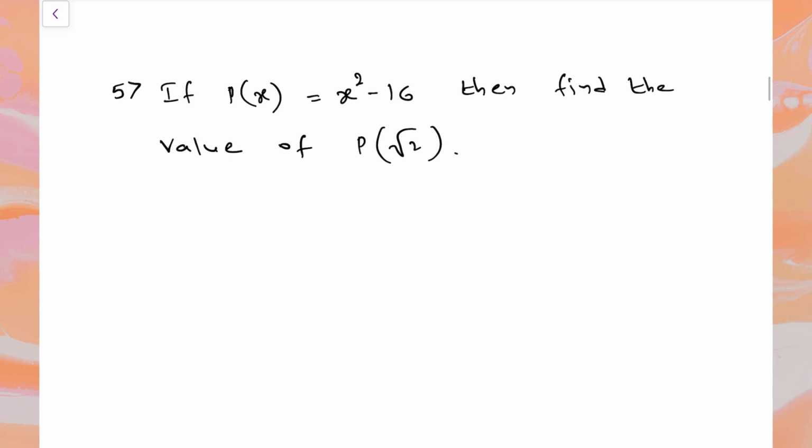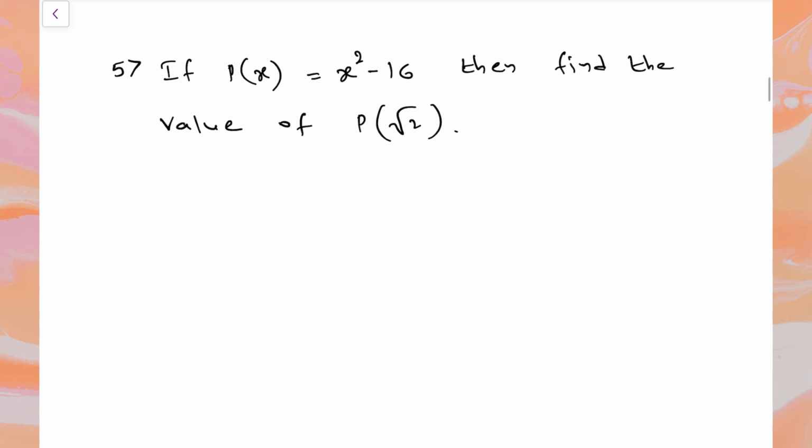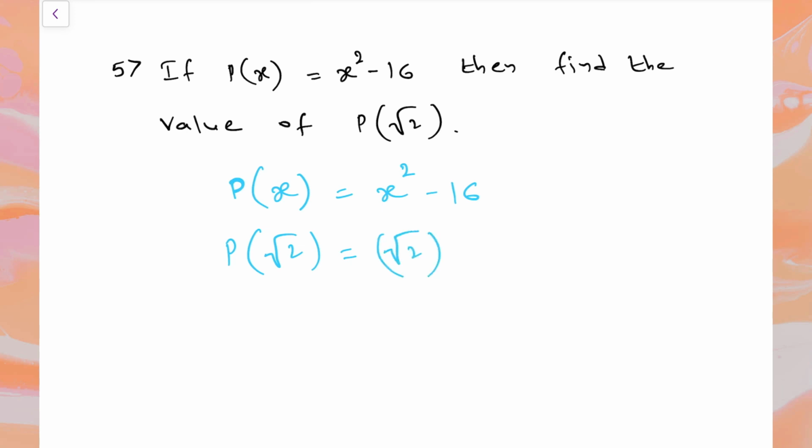Coming to the question number 5. If p of x is given as x square minus 16, then find the value of p of root 2. P of x equals x square minus 16. Then we need to find out p of root 2, that is equal to, in the place of x substituting root 2 square minus 16.